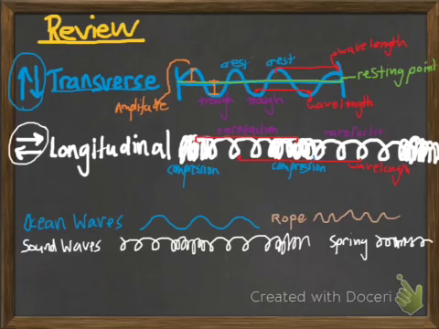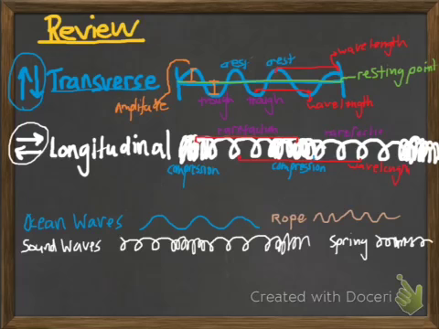We also said that you can measure from rarefaction to rarefaction and that you will get the exact same number. Ocean waves are an example of transverse waves. If you look at them, they move up and down. If you've ever taken a rope and flicked your wrist up and down, you simulated the movement of a transverse wave.